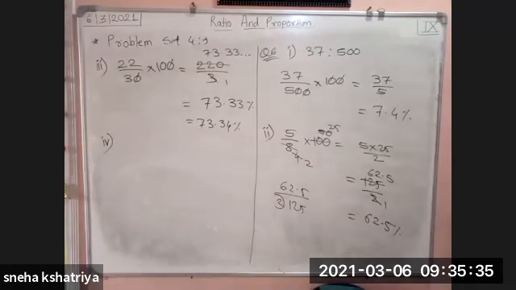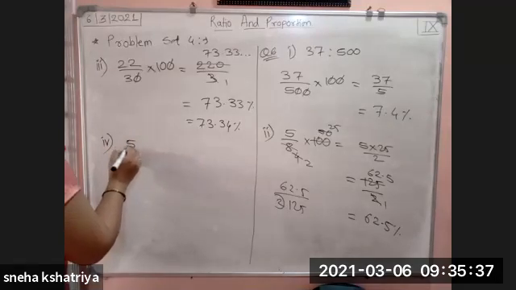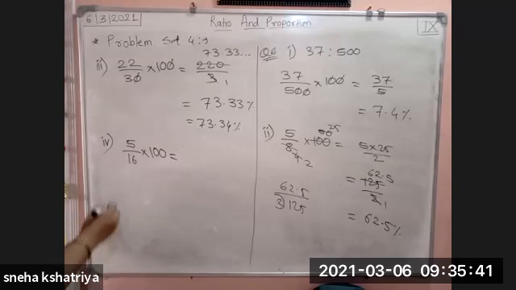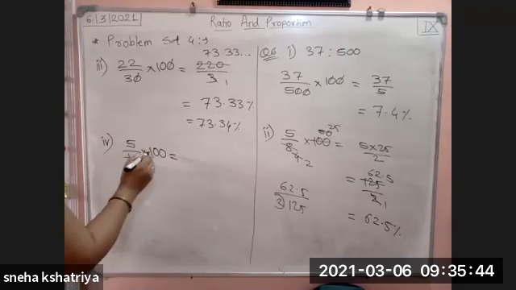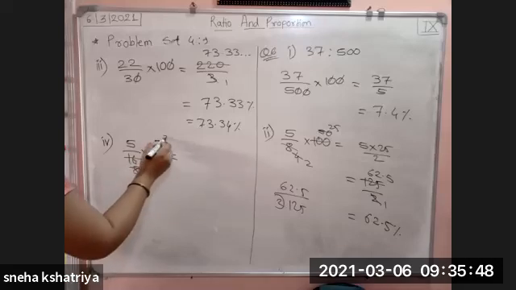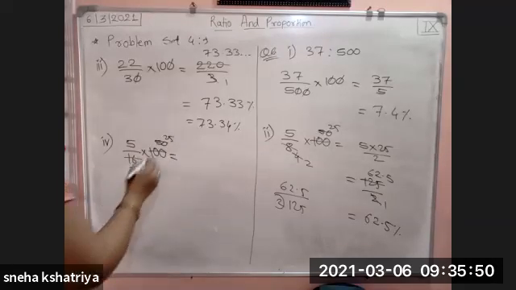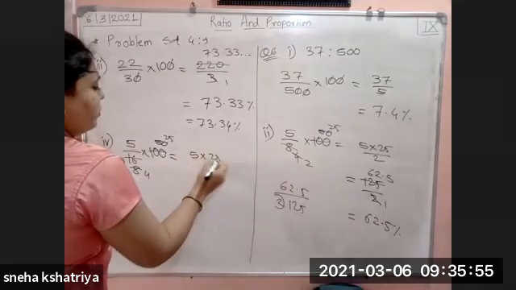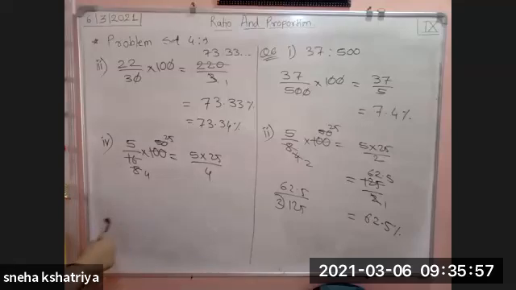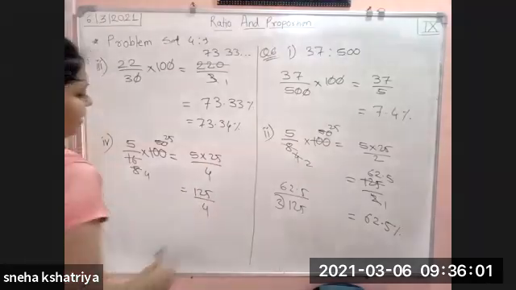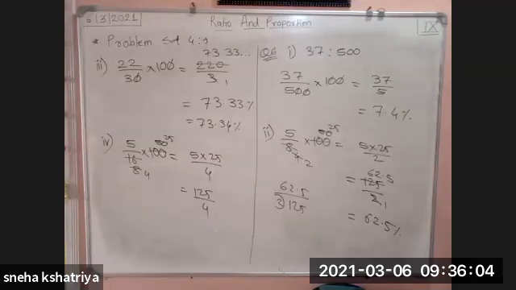Fourth one, 5 upon 16. 5 divided by 16 multiplied by 100. Simple. Divide by 2: 50. Divide by 4: 25. So 5 into 25 divided by 4. Okay, 25 5s are again 125 divided by 4.